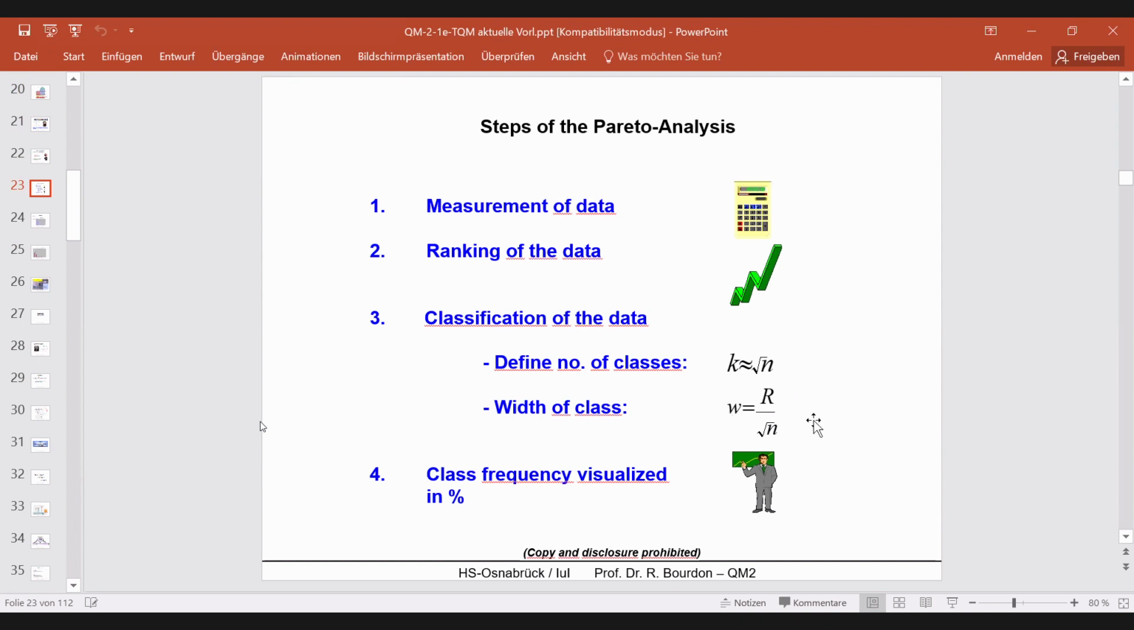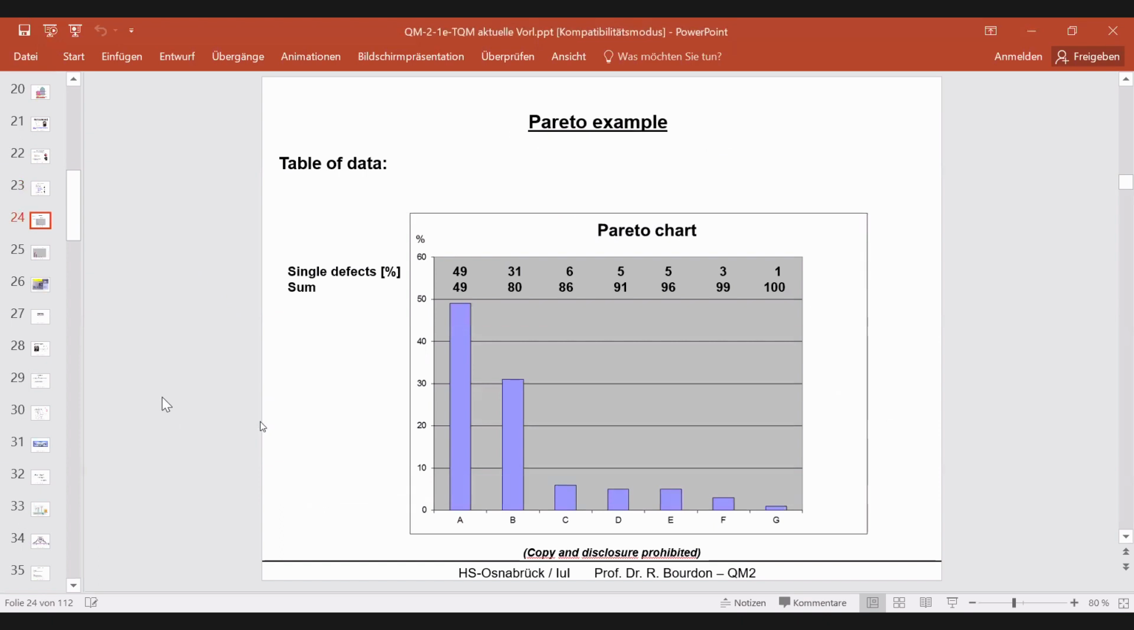And then this is an equation here for the width of a class. And then you do a visualization. And this is the result of a Pareto example. Here you see several causes for defects, or the defects itself. Defect A, defect B, defect C, D, E, and so on.